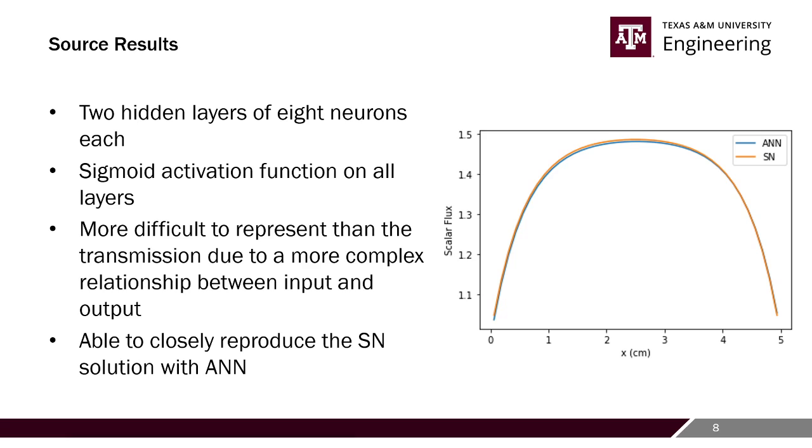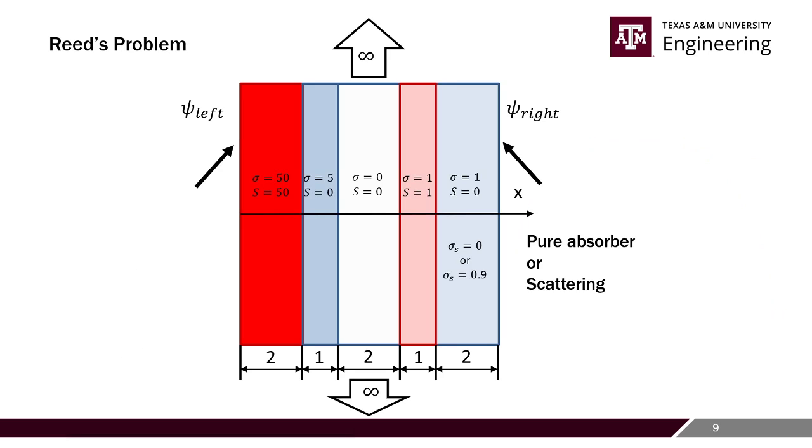And again here, we're able to pretty closely reproduce the SN solution with our artificial neural network. And so once we've solved these very basic problems, we move on to a more benchmark type problem, which is Reed's problem. Reed's problem in general is used to benchmark SN solutions, and it's a difficult problem to solve because of the vastly different material properties that you're dealing with, as well as the scattering that exists on the right-hand side of the medium.